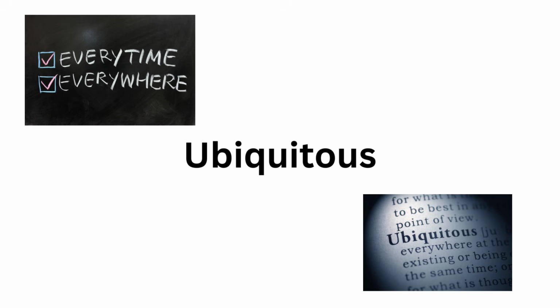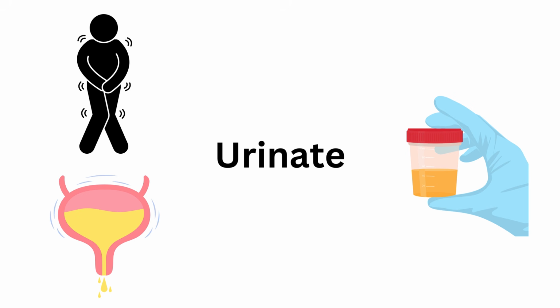Next word is ubiquitous. So you can think of everywhere, present, or found everywhere. So you see this word, think of everywhere. Next word is urinate. So you can think of the word urine. So it's in relation to urine. Or you can remember that it's to excrete or expel urine. So if you can remember the word urinate, to urinate is to expel urine. So think of urine if you see the word urinate.